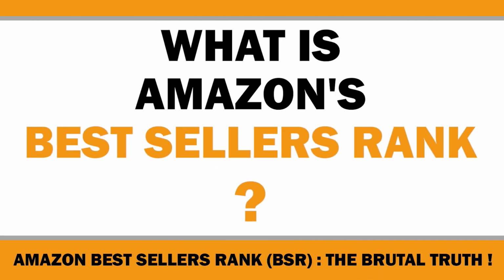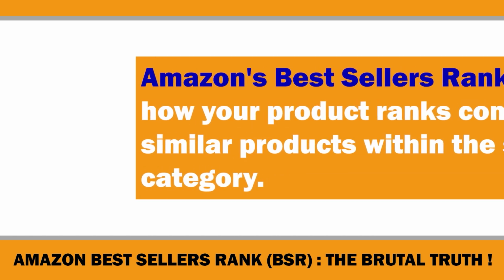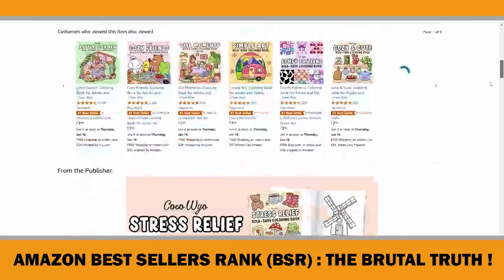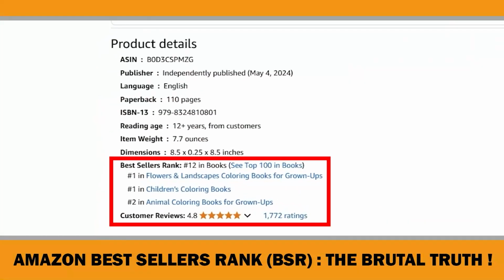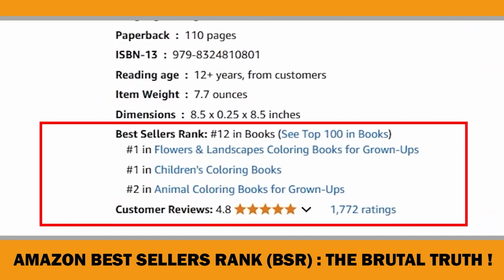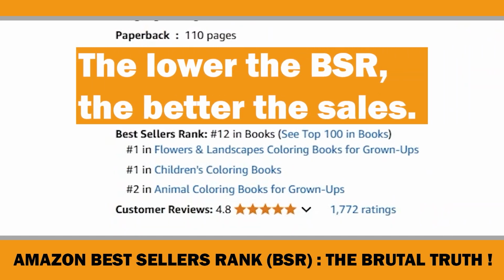So what exactly is Amazon's bestsellers rank? It's a metric that shows how your product ranks compared to similar products within the same category. You can find this information in the product details section. Books can be ranked in up to 3 bestseller category lists, regardless of how many categories the book may be featured in. As you can see, a book can have more than one BSR if it falls under multiple categories, and the BSR can vary for each. As most of you know, the lower the BSR, the better the sales.